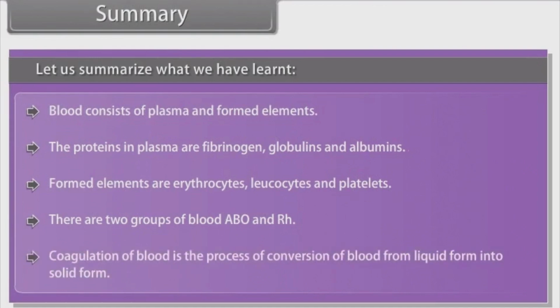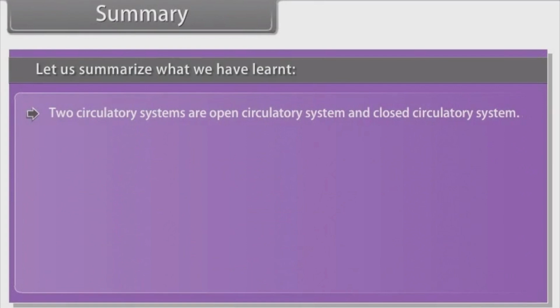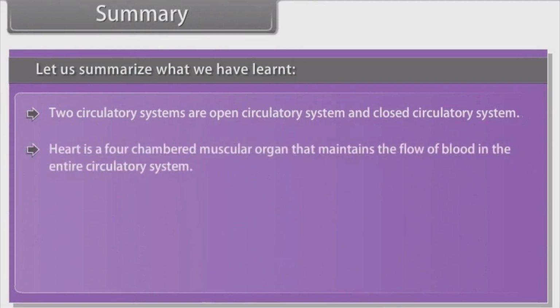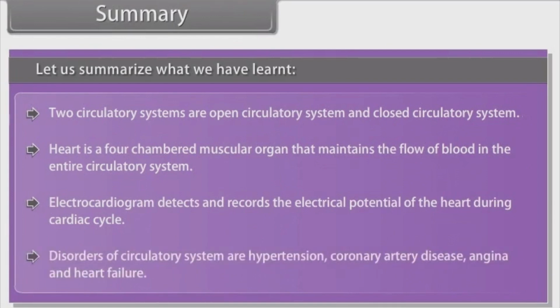Coagulation of blood is the process of conversion of blood from liquid form into solid form. Two circulatory systems are the open circulatory system and the closed circulatory system. The heart is a four-chambered muscular organ that maintains the flow of blood in the entire circulatory system. The electrocardiogram detects and records the electrical potential of the heart during the cardiac cycle. Disorders of the circulatory system are hypertension, coronary artery disease, angina, and heart failure.